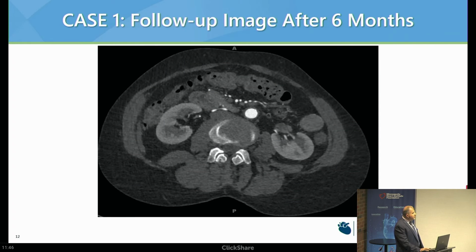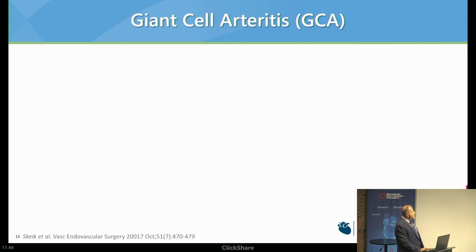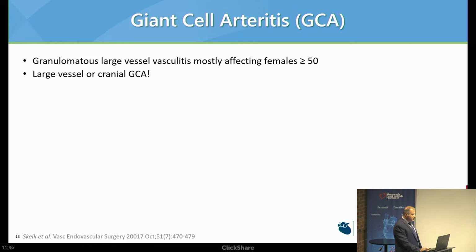If you look at the CT angiographic image after 6 months, there is significant improvement of her aortic wall thickness. So this is how we make a difference for diagnosis and follow-up as vascular specialists, because if these patients just follow up with a rheumatologist, the rheumatologist does not really get involved too much with reading images. So it's very important to be part of the multidisciplinary management of these patients with GCA and other types of vasculitis. So what is giant cell arteritis?